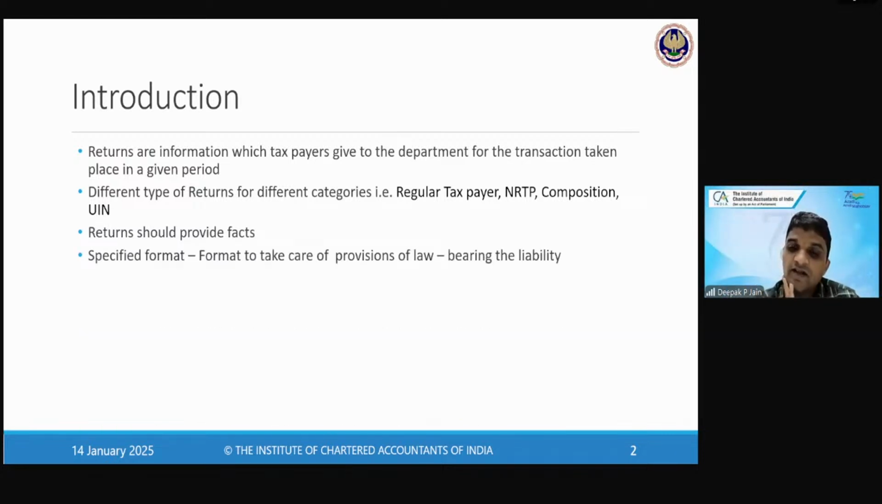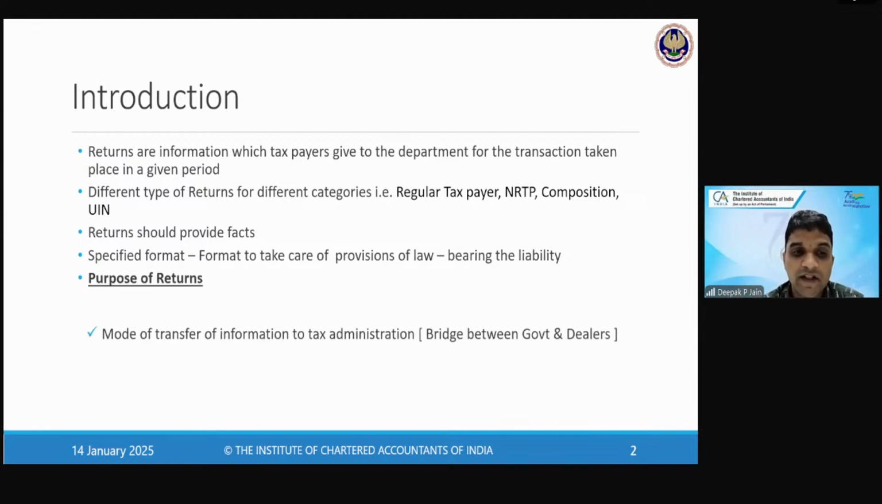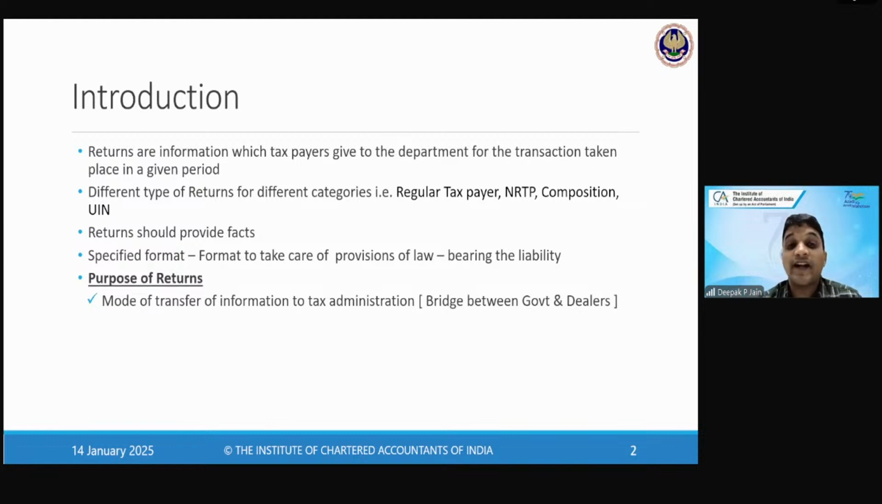A specified format is there, so you do not have to worry saying, okay, shall I give it in a different format, or which format I have to give, I don't know. There is a format which is specified. We have to give the information in this specified format itself. So this format will take care of all the provisions of the law. It will take consideration of all the sections of the Act. And what is the purpose of returns? It is a mode of transfer of information to the tax administrator.